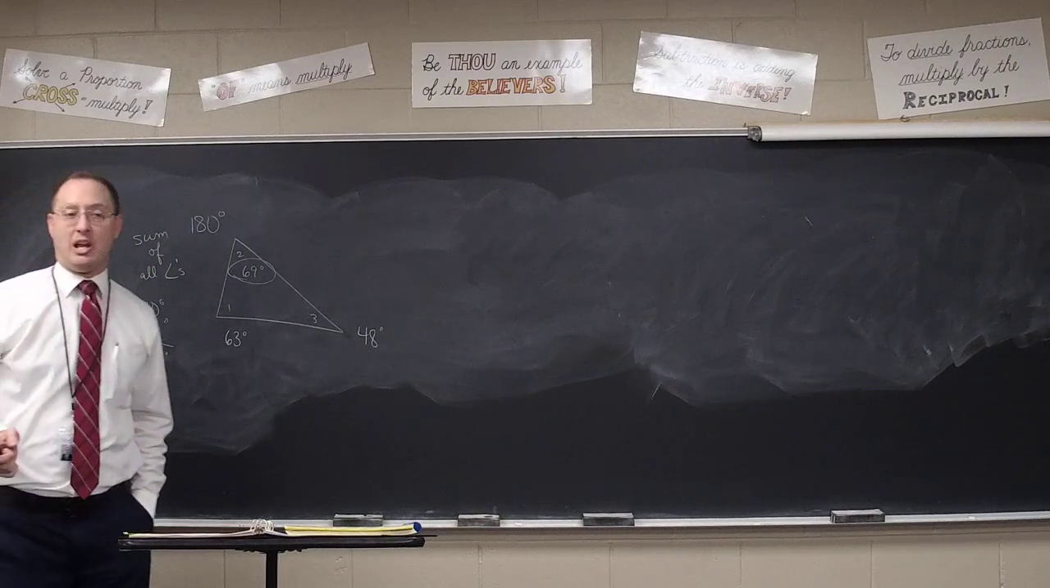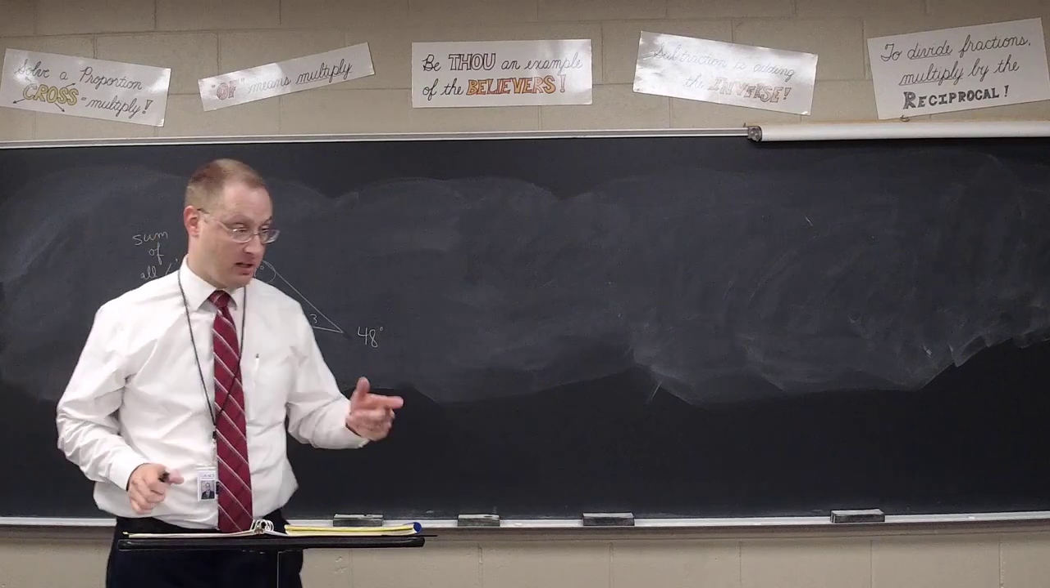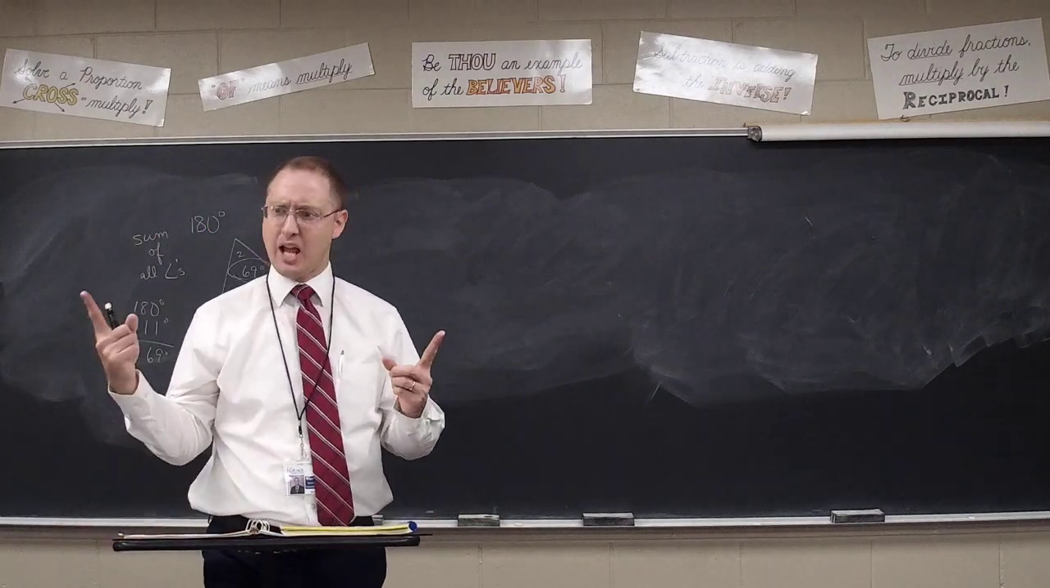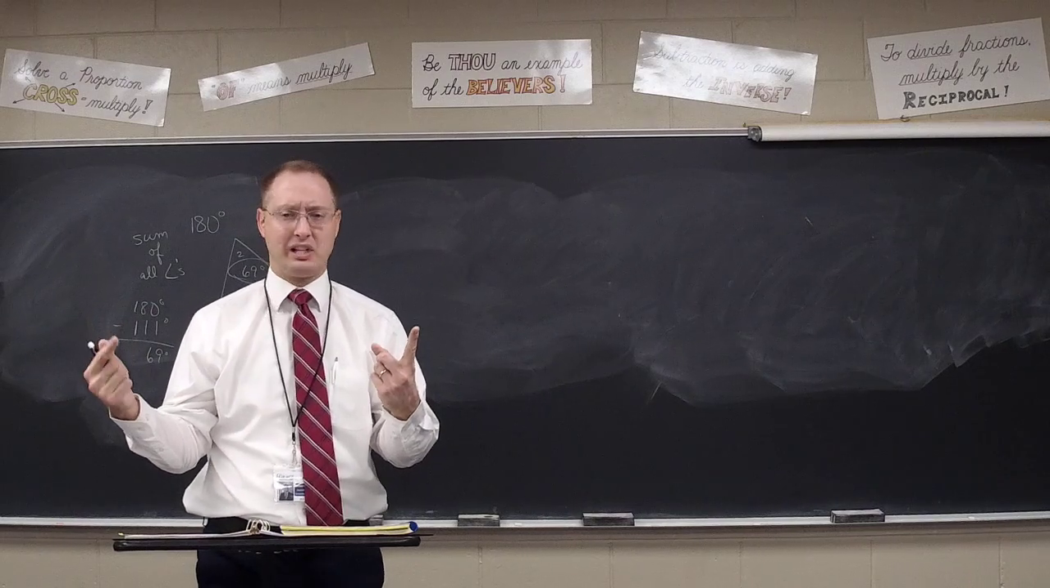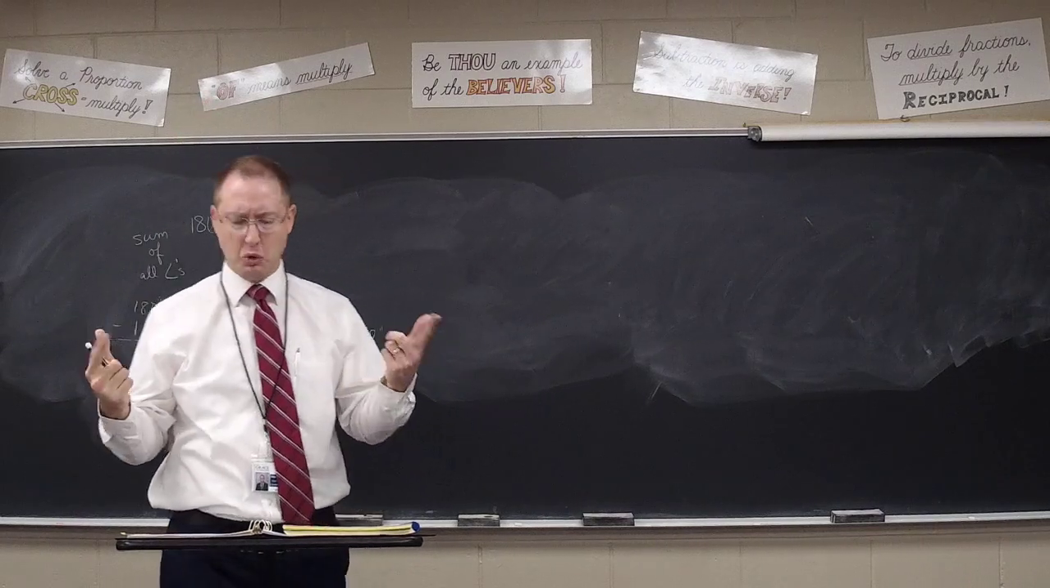How many right angles can you have in a triangle, Jalen? 1. Just 1. Think about it. If you had a second angle that would be 90, and 90 more would already be how much, class? 180. There's no degrees left for the third angle, right? So you can't have 2 right angles.